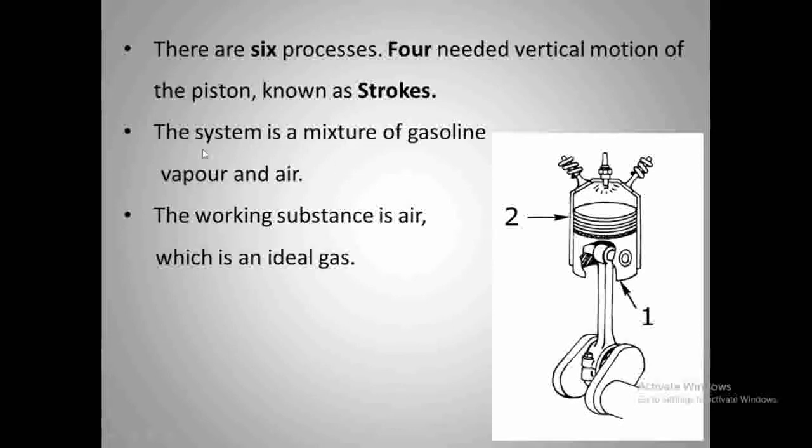So what is the system inside the chamber? It is the gasoline vapor and air. The gasoline, actually petrol, is in the form of vapor, along with air. The gasoline vapor is needed for the burning process, and air is the working substance. Together these act as the system inside the chamber. The working substance is air, which is an ideal gas.